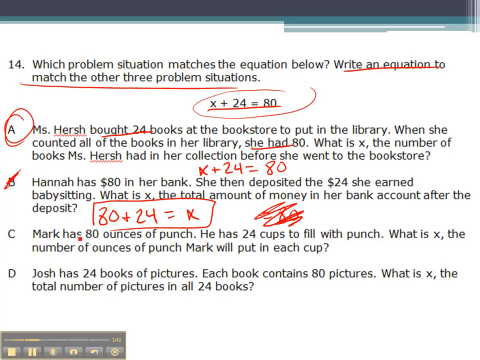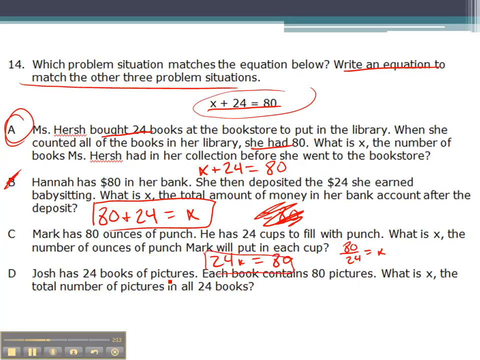Okay, on C, Mark has 80 ounces of punch. He has 24 cups to fill with the punch. What is X, the number of ounces of punch Mark will put into each cup? So there are two ways to write this. You have 80 ounces divided by 24 cups. That will give you X. Or you could say 24 cups times X ounces per cup would equal 80 ounces. Either one of these equations would be good, but neither one of them matches the equation we started with.